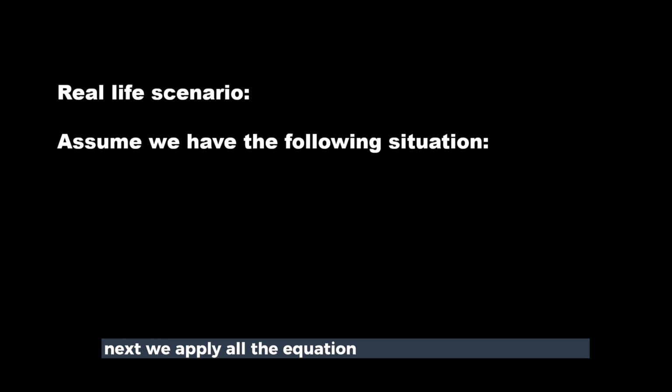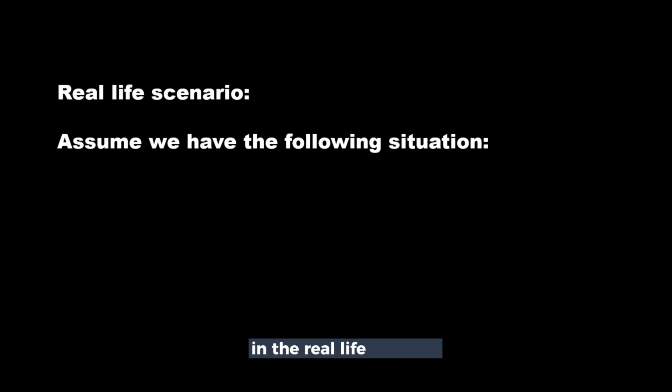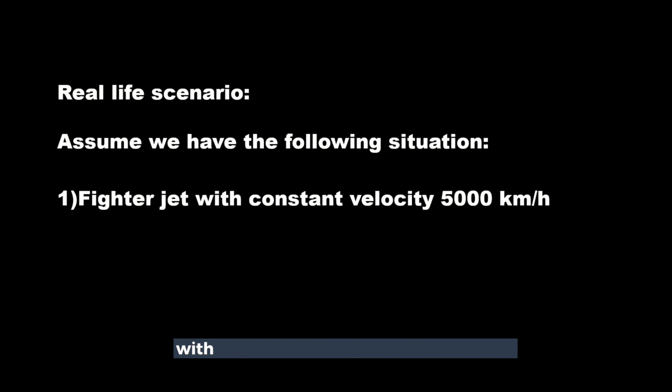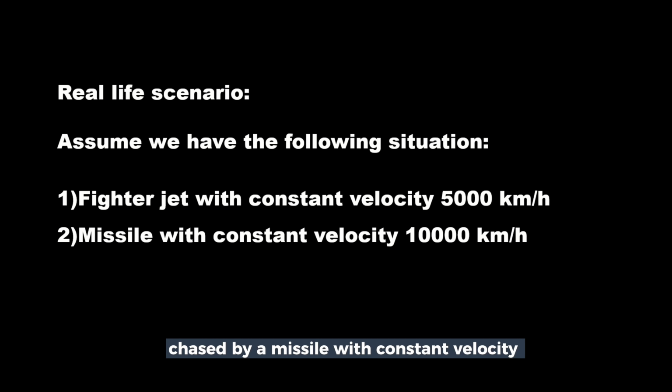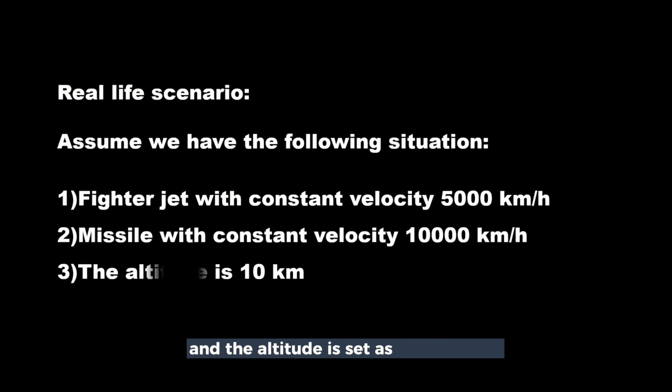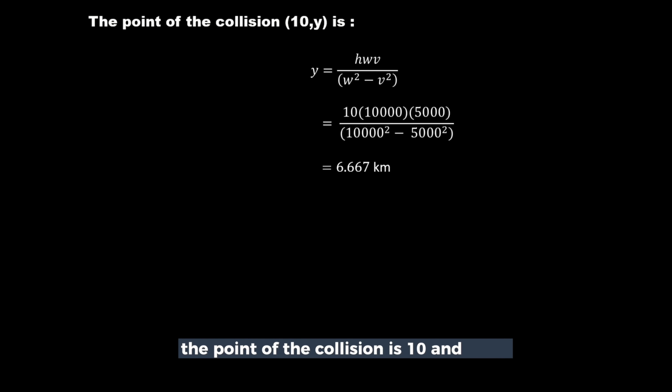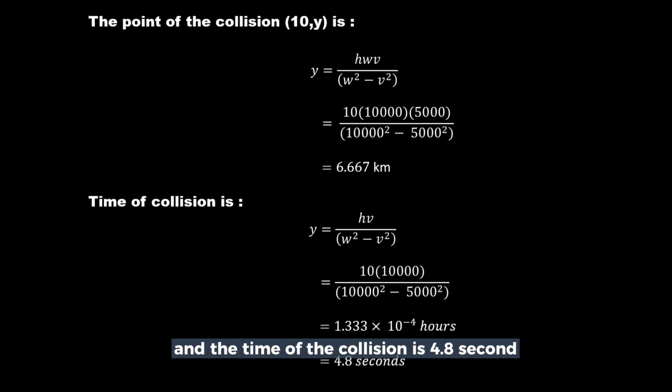Next, we apply all the equations derived before in a real-life scenario. Assume that we have the following situation: a fighter jet with constant velocity 5,000 km per hour is chased by a missile with constant velocity 10,000 km per hour toward the direction of the fighter jet in the pace of a pursuit curve, and the altitude is set as 10 km. By using the derived formula, we found that in this situation, the point of collision is (10, 6.667) and the time of collision is 4.8 seconds.